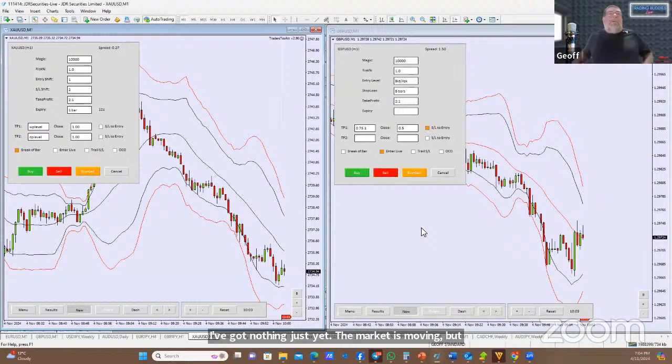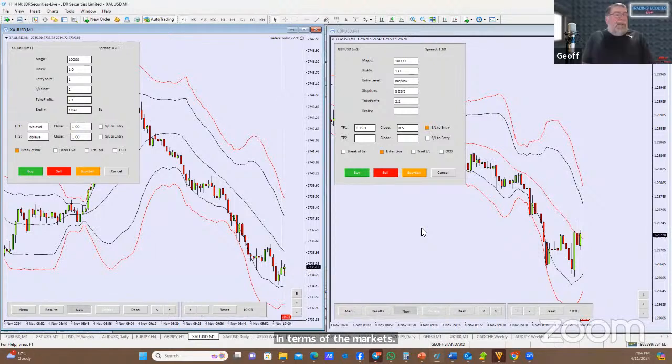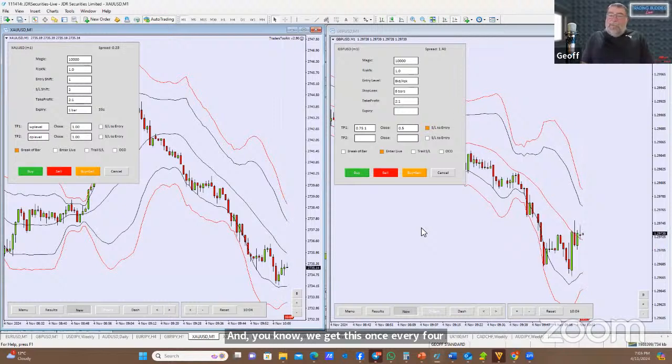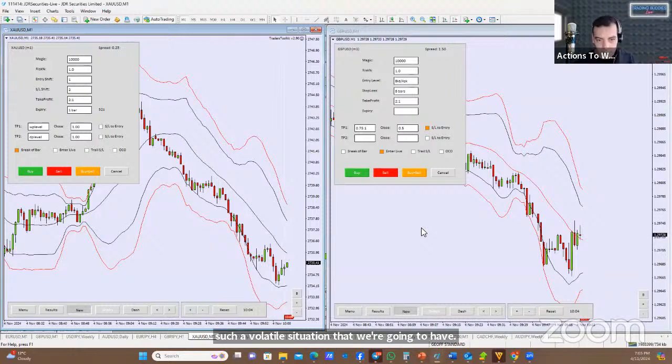All right. Well, if that's the case, I was just saying to the guys, this is a massive week in terms of the markets. We get this once every 4 years, and I don't recall a time where it's possibly such a volatile situation as we're going to have leading up to and during and post the election.